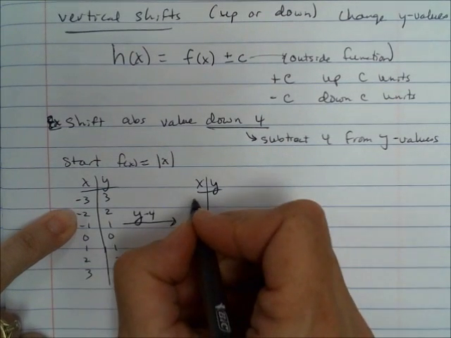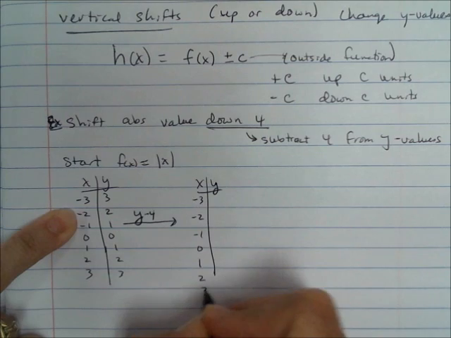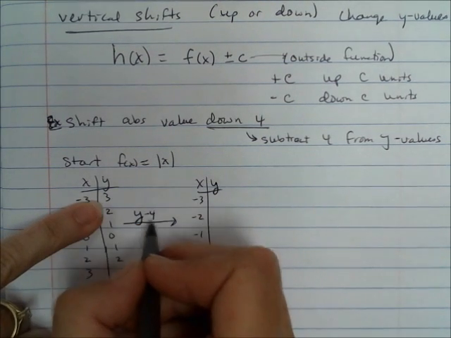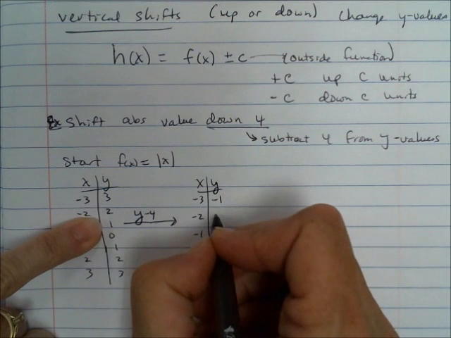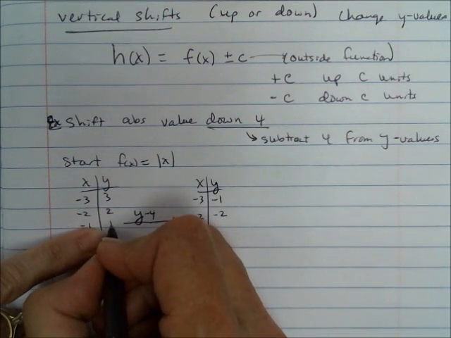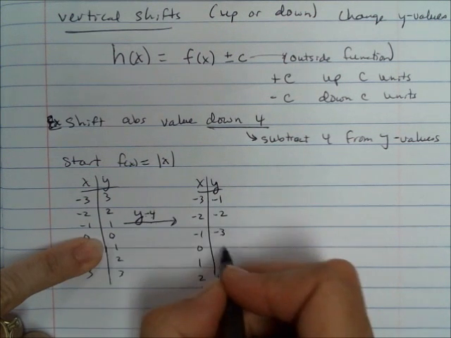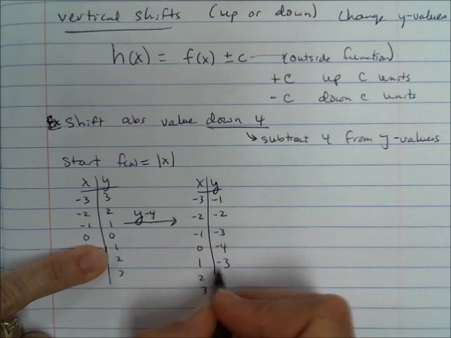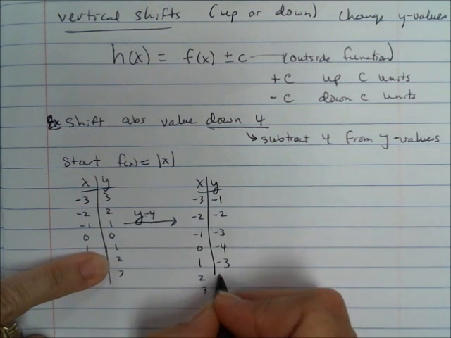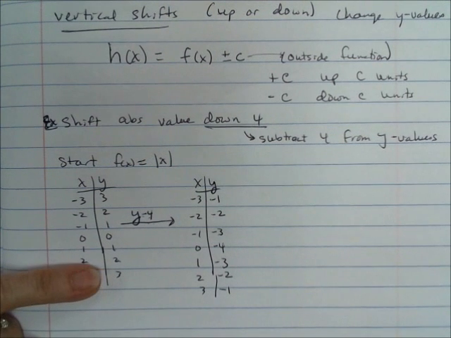So keeping the x's the same, 3 minus 4 is -1. 2 minus 4 is -2. 1 minus 4 is negative 3. 0 minus 4 is negative 4. 1 minus 4 is negative 3. 2 minus 4 is negative 2. And 3 minus 4 is negative 1.